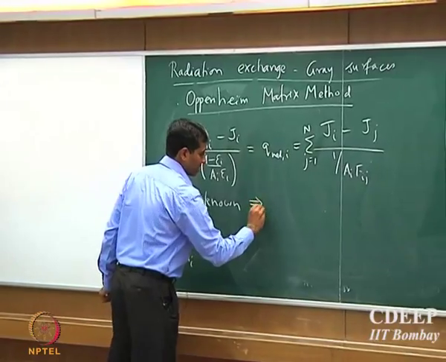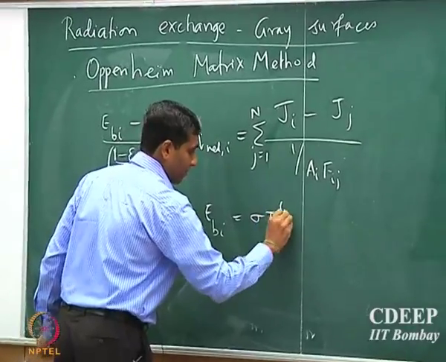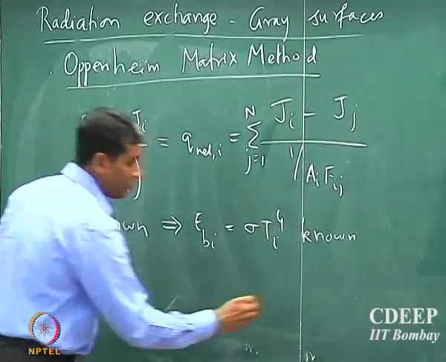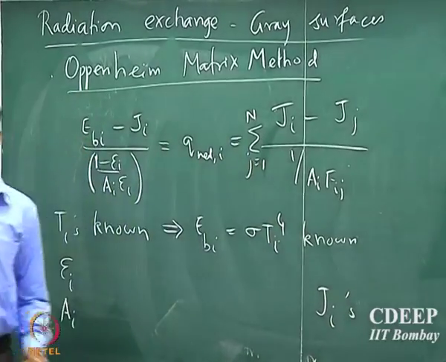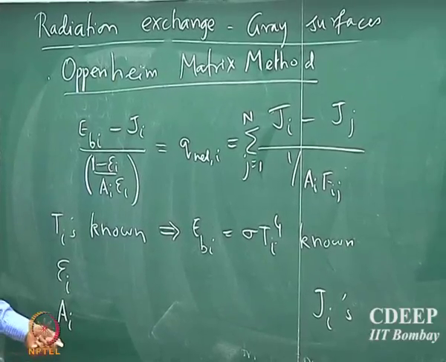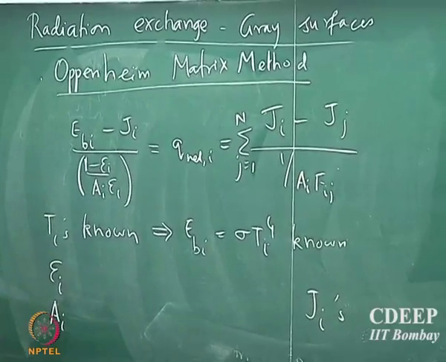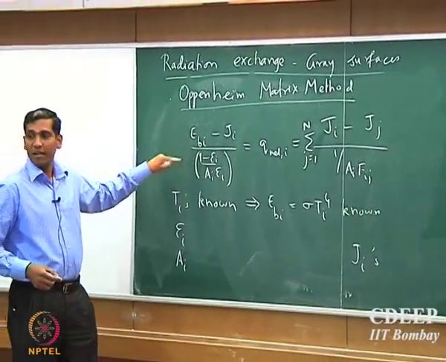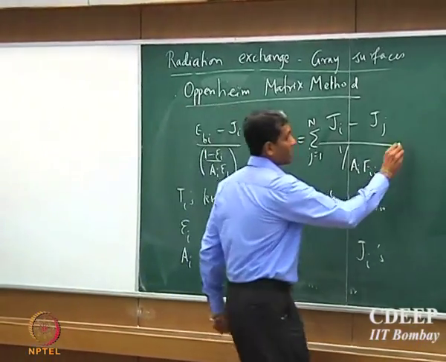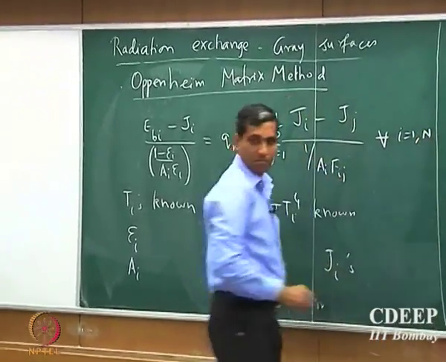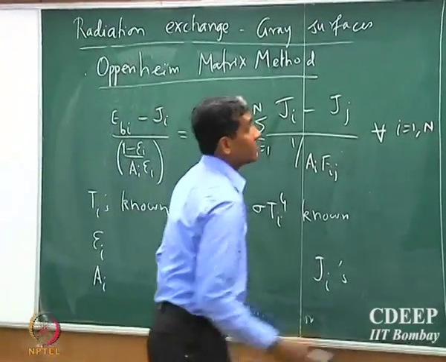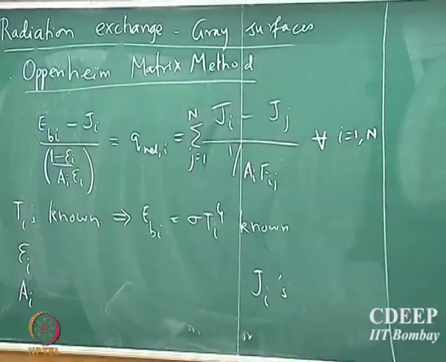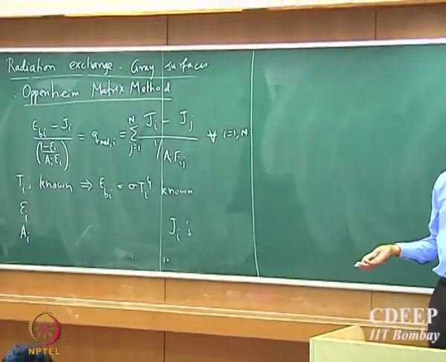So this means EBI equal to sigma Ti to the power of 4 is a known quantity. So what do we need to estimate? We need to find out all the JIs, the total emission from every surface given these quantities. Is it a solvable problem? How many equations are there? N equations. You have one equation for every value of I, so this equation is valid for all I going from 1 to N. Is it a linear or a non-linear problem? It is linear in J, so we should be able to find the solution.